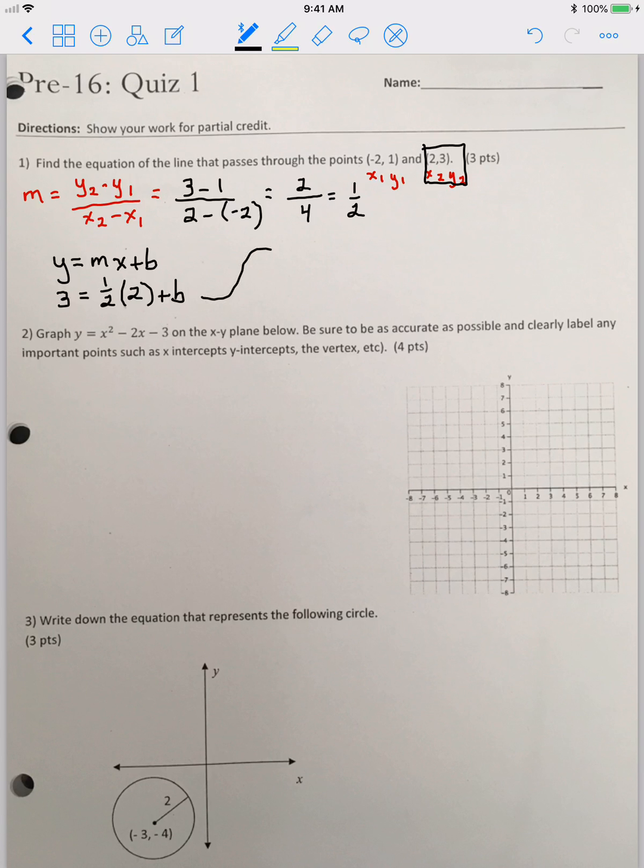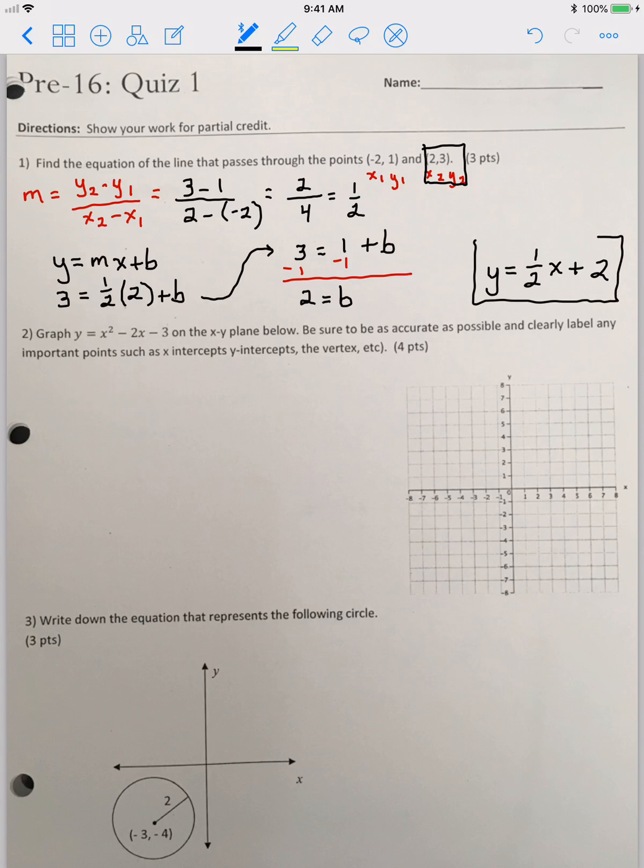So what this is telling me is I have 3 is equal to 2 times 1/2 is just 1 plus b. Subtract the 1 from both sides. And you get that your y-intercept is equal to 2. So the equation of this line would be y equals, plug in the slope, 1/2 x plus our y-intercept, which is 2. So y equals 1/2 x plus 2 would be your final answer.